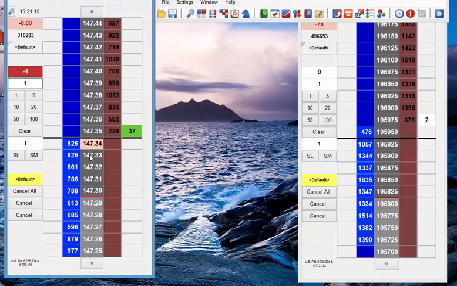37 contracts just bought. We can tell that they bought because it's gone green. If they sell, it goes red. That 398 people sold and took the price offered. The price is now moving down in our favour.